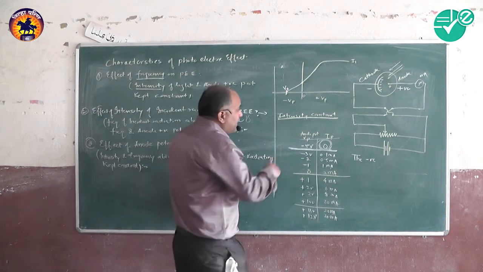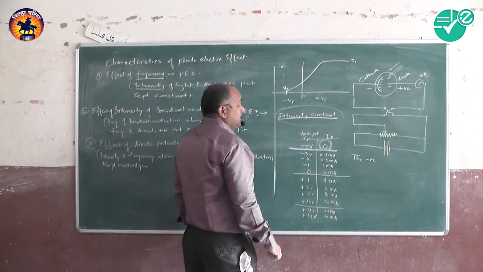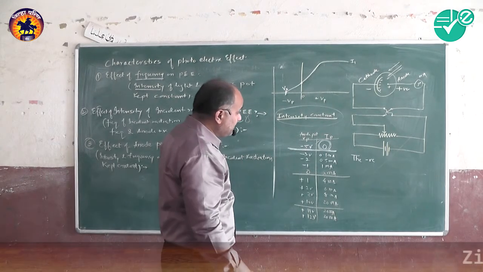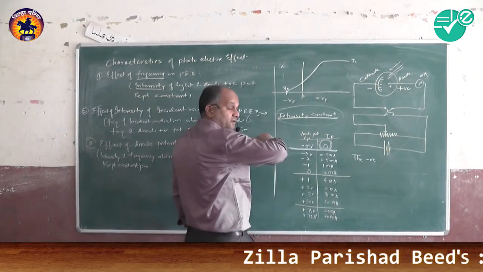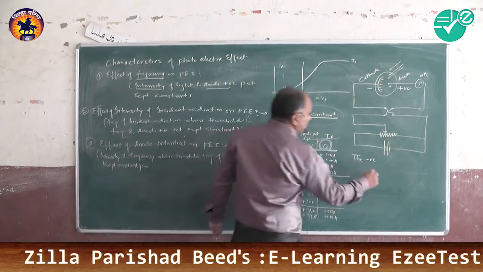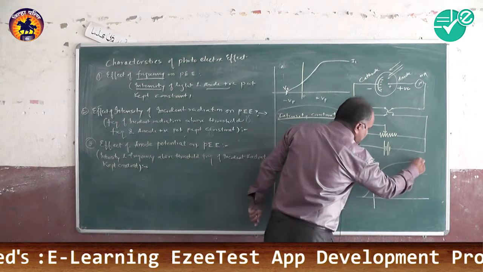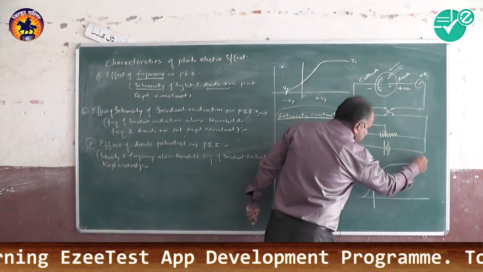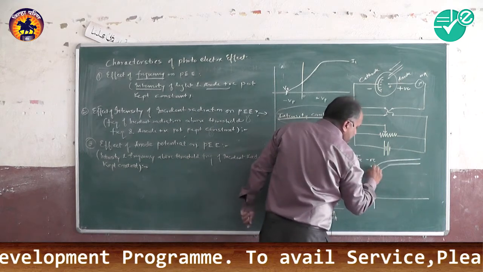Now if I increase the intensity, what will happen? I am not changing the frequency, I am just changing the intensity. What will happen? The graphical nature will be: this is the first intensity pattern, this will be the second intensity pattern. Stopping potential will remain the same.